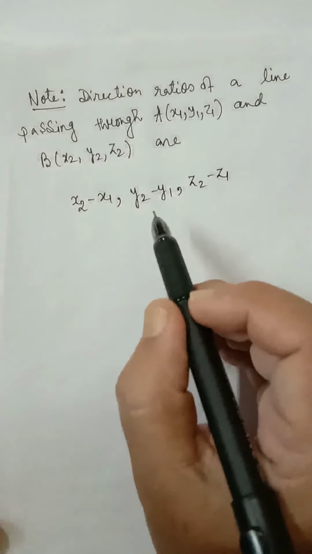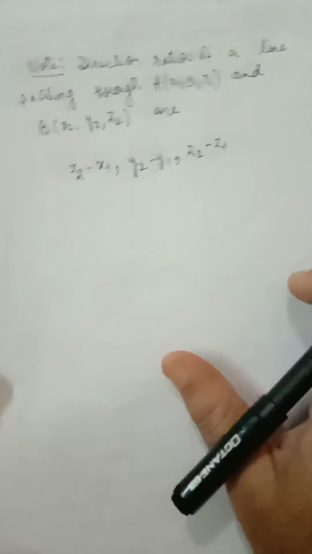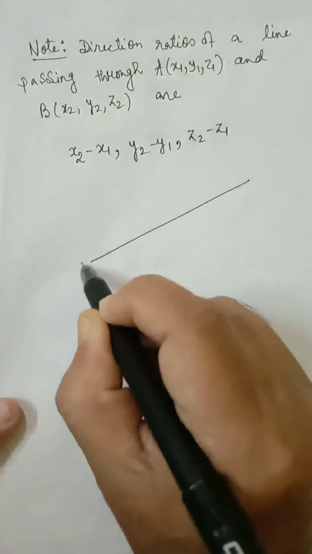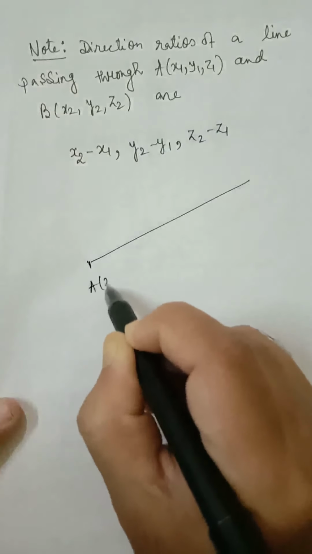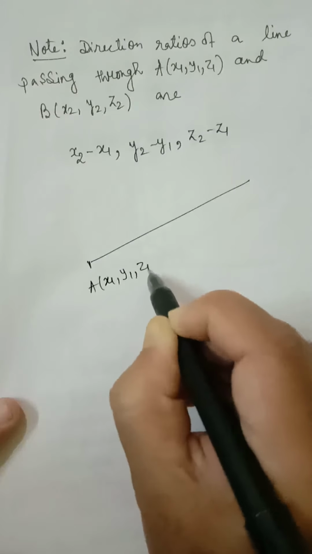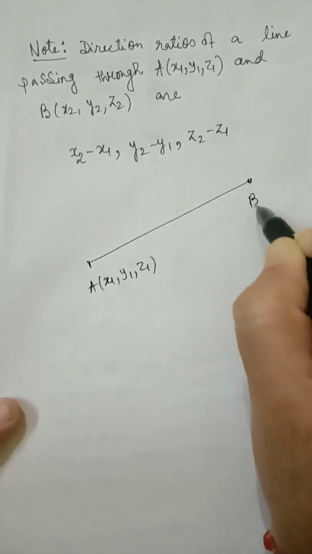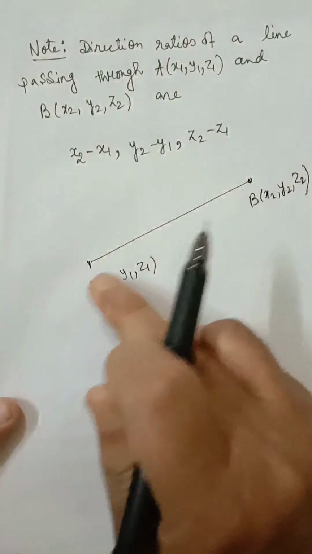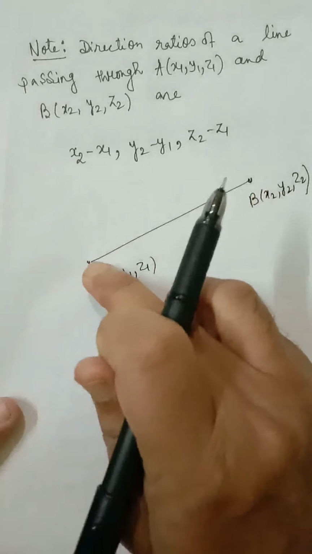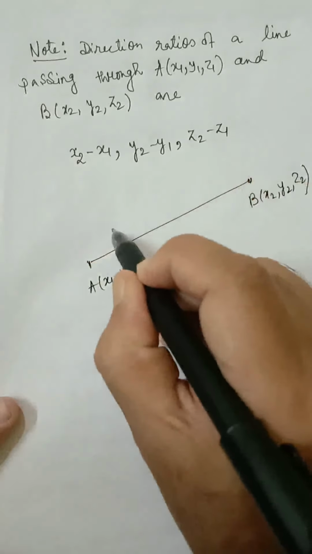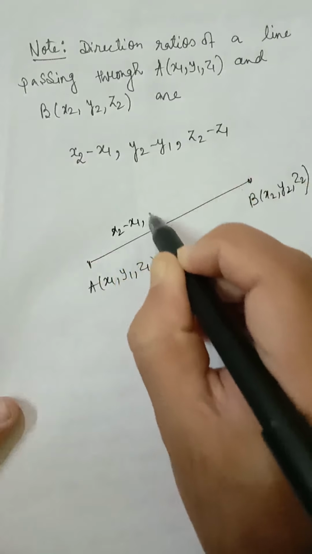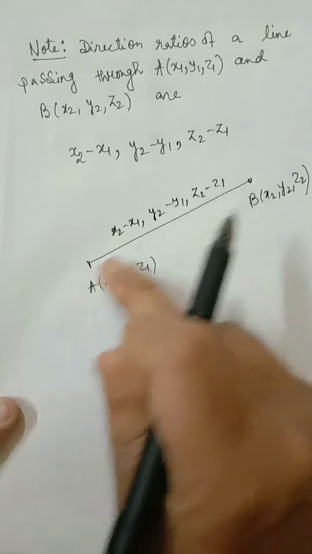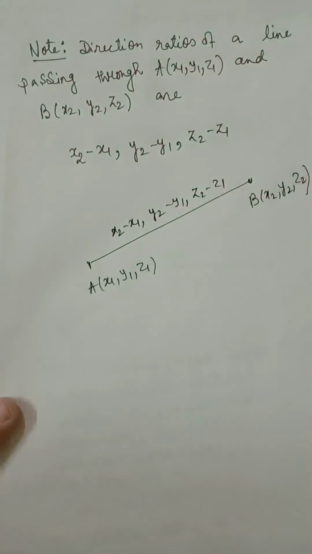Next, one very important note: direction ratios of a line passing through A (x1, y1, z1) and B (x2, y2, z2). Suppose a straight line passes through two given points A and B. Then the direction ratios of this line will be x2 minus x1, y2 minus y1 and z2 minus z1. This will give us direction ratios of AB.